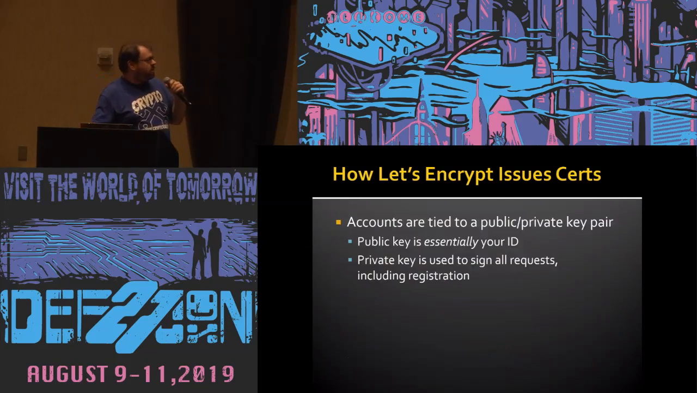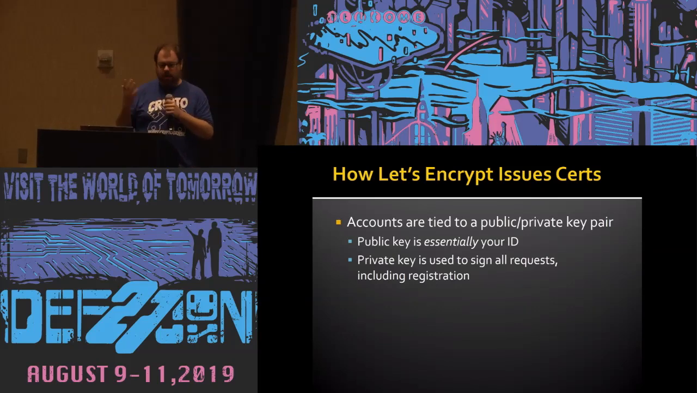So for accounts, basically they are associated with a public-private key pair. You automatically generate this private key and derive the public key from that. And that public key is essentially your account ID. Now they do have sort of an internal account ID that you actually use for efficiency and other reasons. But basically your account is this public-private key pair. And you use this private key that you generate yourself to sign all requests, including the initial registration with Let's Encrypt, where you tell them that you agree to the terms of service and so on and so forth.